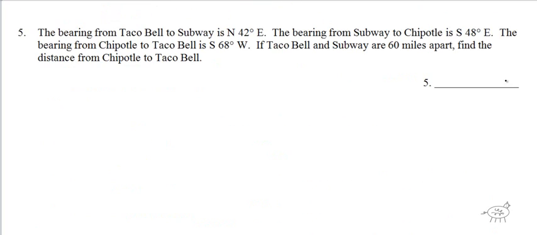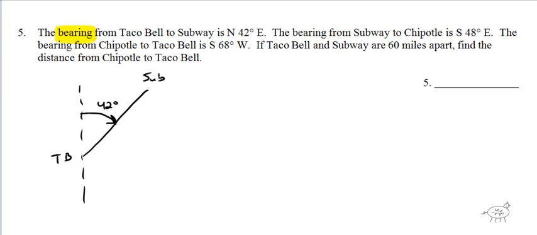Okay, let's look at number 5. The bearing from Taco Bell to Subway is north 42 degrees east. This is a little bit of a tougher problem, but it's a really good problem. So let's do that. Here's your bearing line, because remember I said let's get crazy. The bearing is north 42 east. So we're going to do it like this, and that's 42 degrees east. This is Taco Bell, and this is Subway.